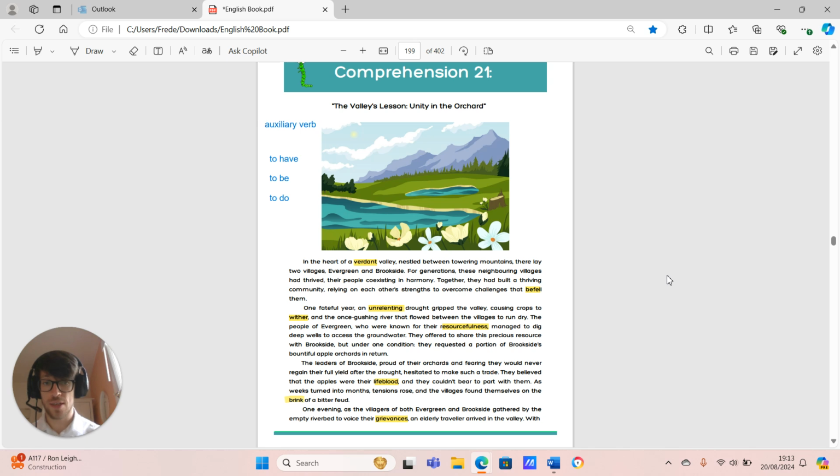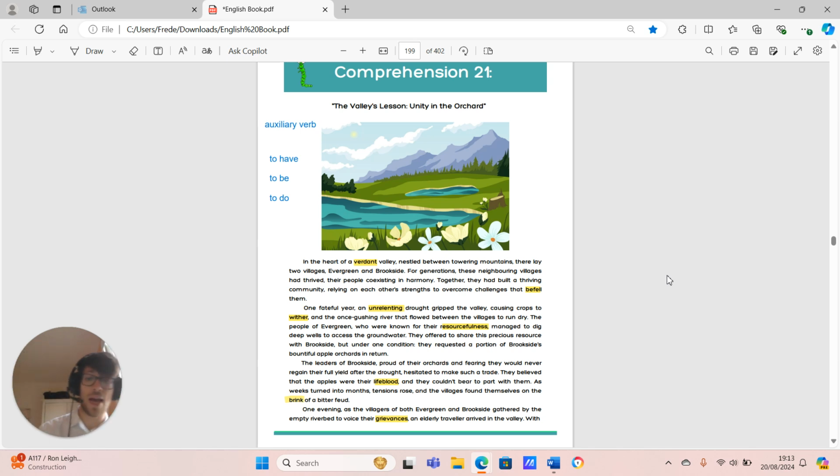and Brookside. For generations, these neighbouring villages had thrived, their people coexisting in harmony. Together, they had built a thriving community, relying on each other's strength to overcome challenges that befell them. Befell, past participle of to befall. If something befalls, it happens, but it's normally related to something particularly bad. So challenges that befell them means difficult, tough challenges that have come in the past.